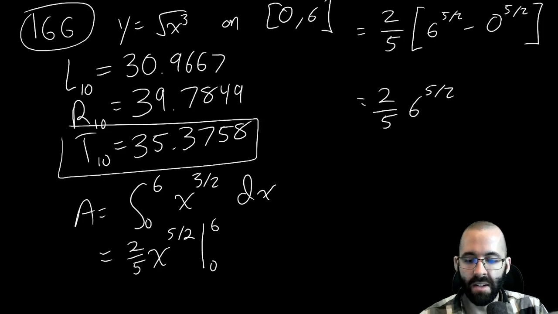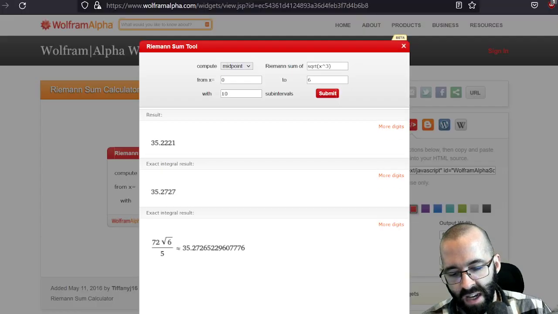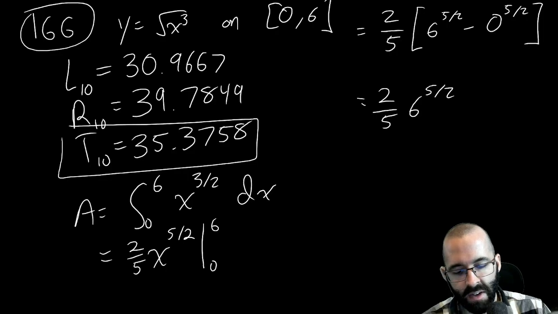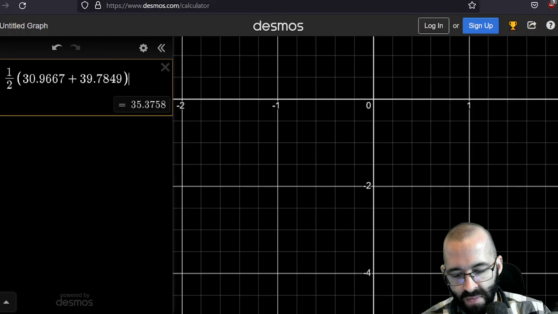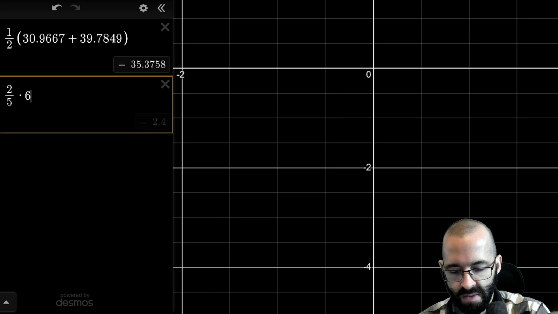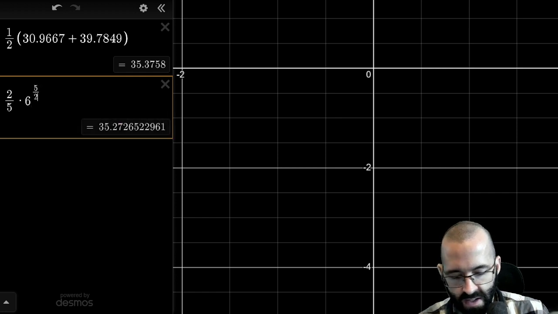The only reason we have this is to compare with the other one. A lot of times I want exact answers, and we can simplify this a little bit. But if we're just trying to compare, let's just plug this in. 2/5 times 6 raised to the 5 halves is 35.2727.